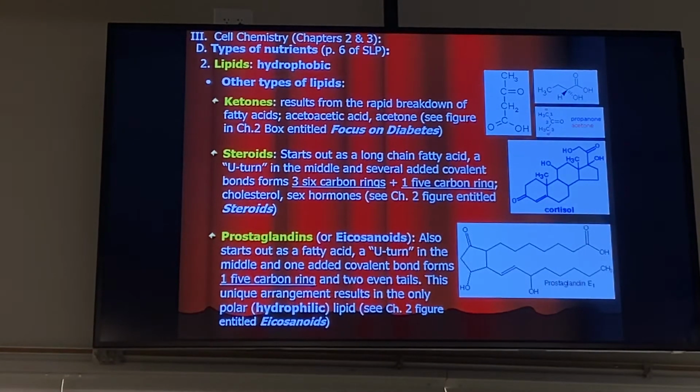The one that is the exception is this, prostaglandins, or icosanoids. And it's because it does a U-turn with a 5-member ring. That causes this molecule to actually have a north pole different from a south pole. Okay? Circle that word hydrophilic. This is the one exception. And lipids. This is the one exception that is not hydrophobic.